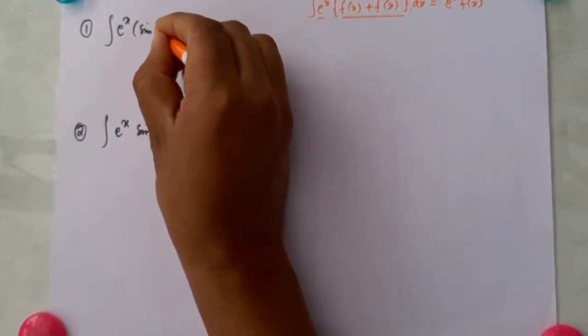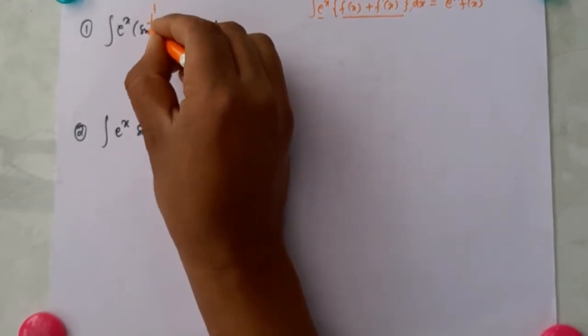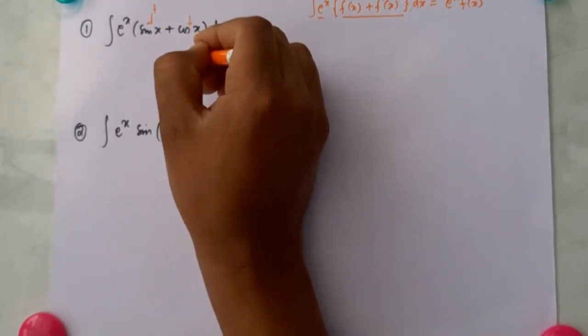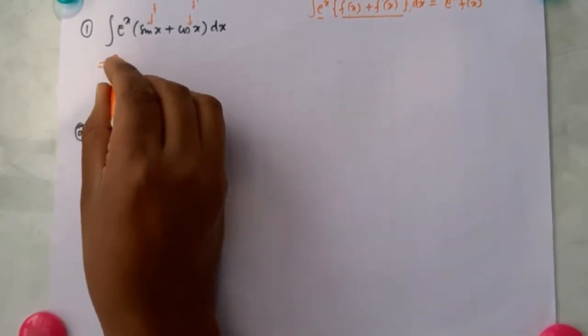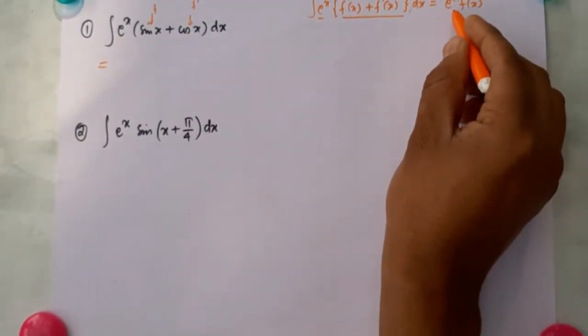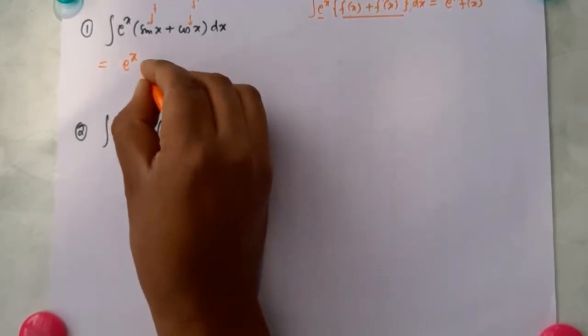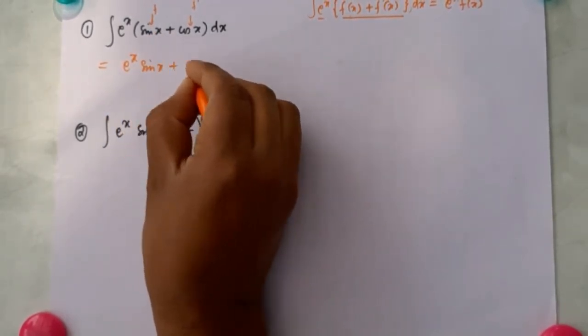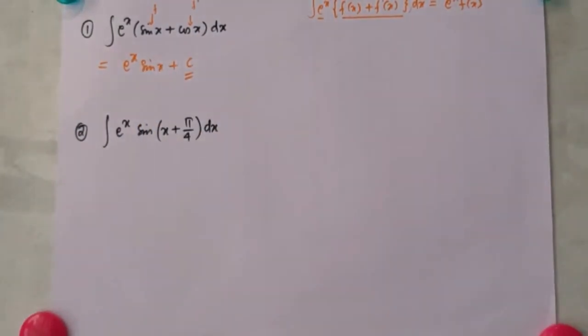Now if this is my f(x), then f'(x), that is the differentiation of sin x, will be cos x. So is this cos x? Yes. So this becomes my f'(x). So as per the formula, this has to be equal to e to the power x f(x). So e to the power x, and what is f(x)? f(x) is sin x. So it is e^x sin x plus c. See how simple is my work? So this kind of question you will see in your objective.